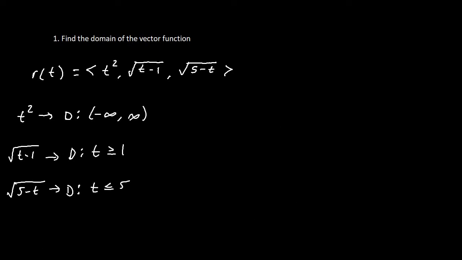Now once again, the domain must satisfy all three functions. The top one, t squared, is just negative infinity to infinity, all real numbers, so that doesn't really matter. But the domain here has to be greater than or equal to 1, and for the square root of 5 minus t, the domain has to be less than or equal to 5. So t in this case has to be between 1 and 5. That is going to be the domain. And if you want to write it in bracket notation, you can also write it like so.